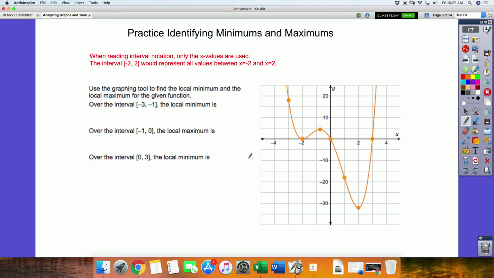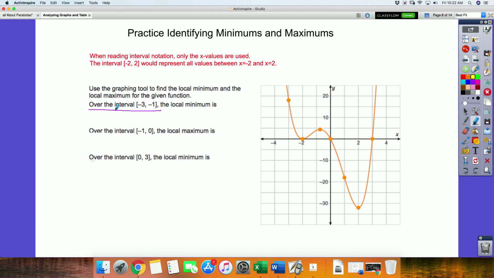So here, they're trying to confuse you, because now they're not telling you that they just want minimums or maximums. They're giving you the interval first. So what we have to do is first figure out, well, what chunk of the graph are we actually looking at? So here's our graph, and I'm going to grab my highlighter so that I can actually mark on my graph so I can see where they're talking about.